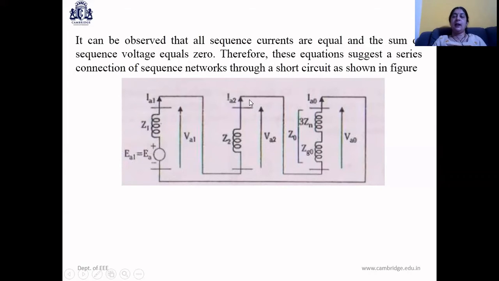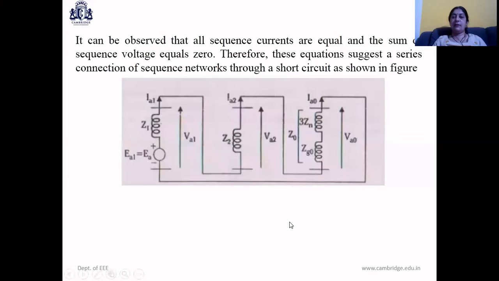Now from the expressions of the symmetrical components, we have found that IA1 is equal to IA2 equal to IA0. So they have to be connected in series such that the same current flows. So all the three networks are now connected in series to allow for the same amount of current to flow through all the three networks. VA1, VA2 and VA0 represent the drop in the positive sequence network, negative sequence network and zero sequence network respectively.